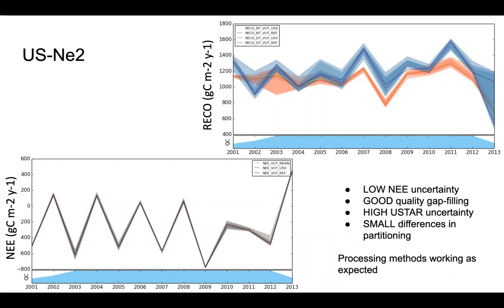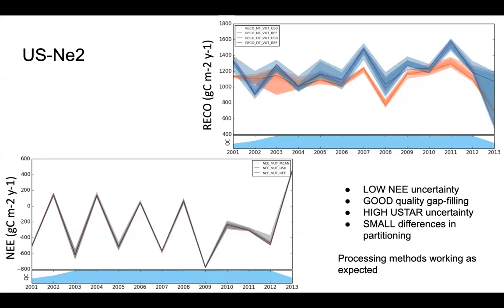And the U-star uncertainty was high, but the impact of that on NEE and the uncertainties around respiration were not that high. And actually, having a high uncertainty in U-star is a good thing, because we are sure that we are covering a good range of possibilities to estimate that threshold.